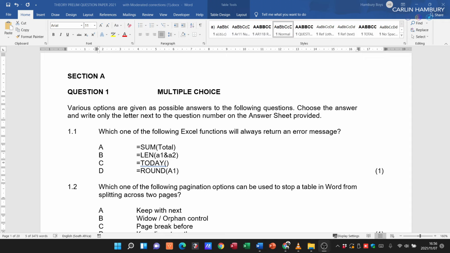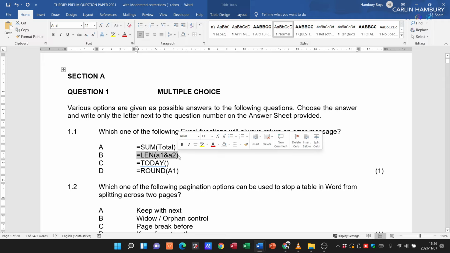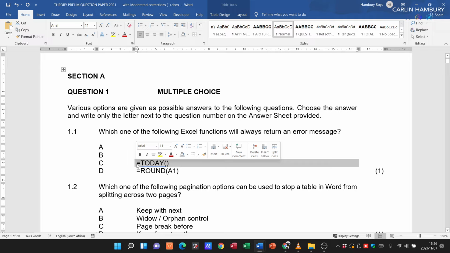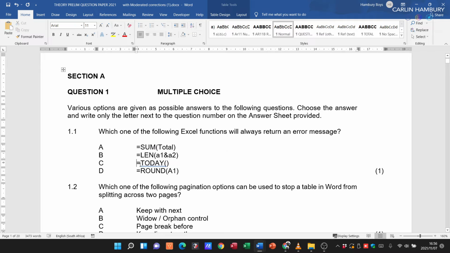So they're asking us here, which one of the following Excel functions will always return an error message? The first one we've got is equals SUM total. Okay, so that seems fine. Everything seems okay there. And then we've got equals LEN. Now, what does equals LEN do? We know equals LEN is going to give us the length of a particular string. We've got equals TODAY giving us the date. But something doesn't seem quite okay with this formula over here.